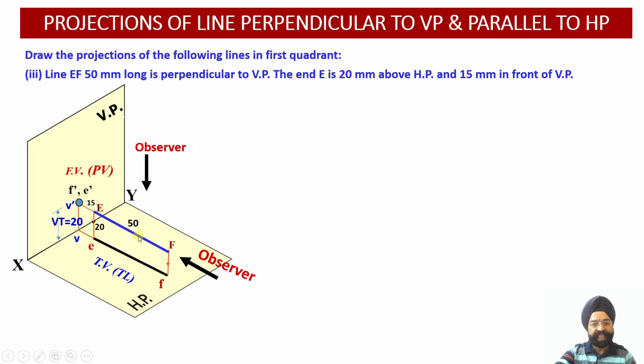And does this line have any horizontal trace? Answer is no, because this line happens to be parallel to the HP. So any line which is parallel to HP won't intersect with the HP in any case. So since this line does not intersect with the horizontal plane, it won't have the horizontal trace.